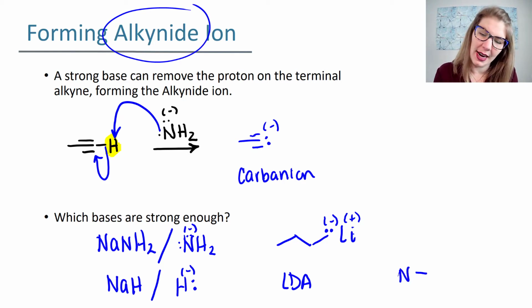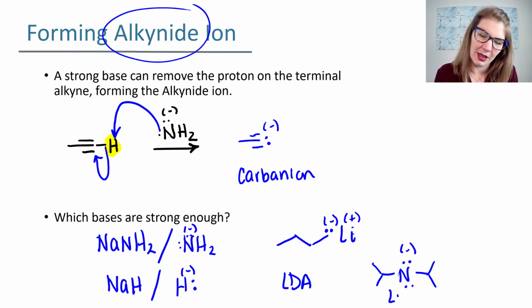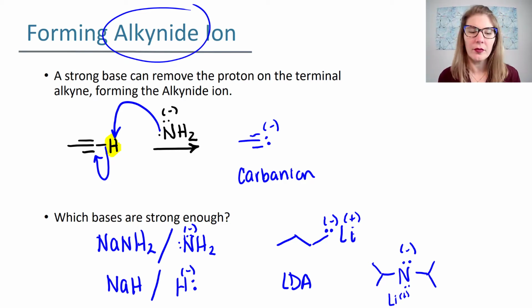And let's just draw that out really quick. So it's got two isopropyl groups, but it's an amide, so it's a negative nitrogen. And then there's a lithium as its counter ion. So the lithium's just hanging out close by, having a positive charge. Notice how LDA has a negative nitrogen, and so does the amide ion. So these are things that are able to pull off that proton.